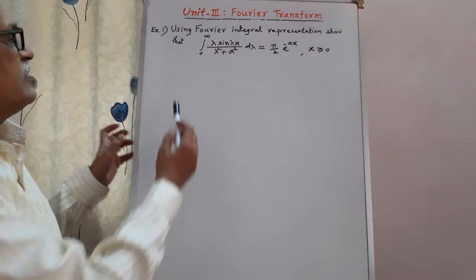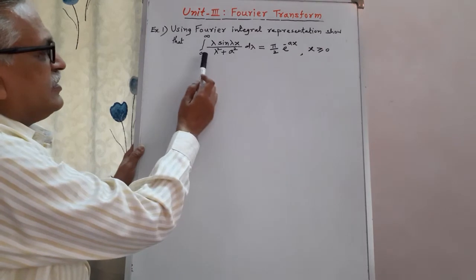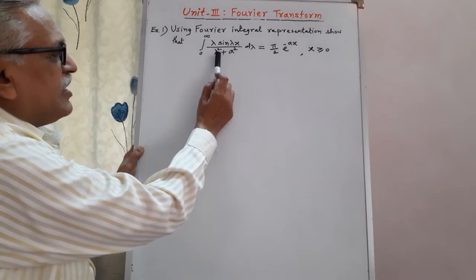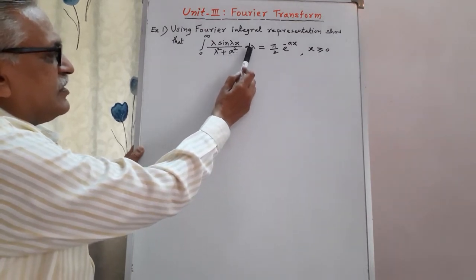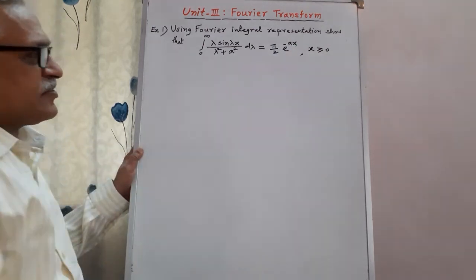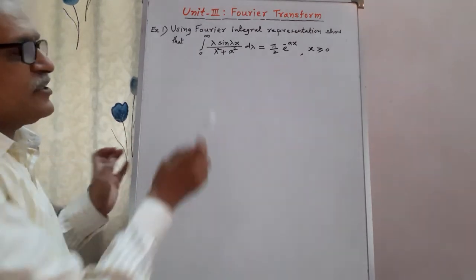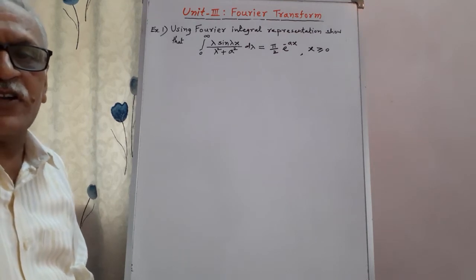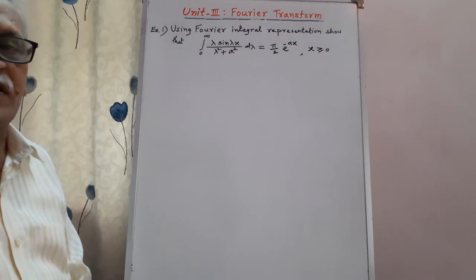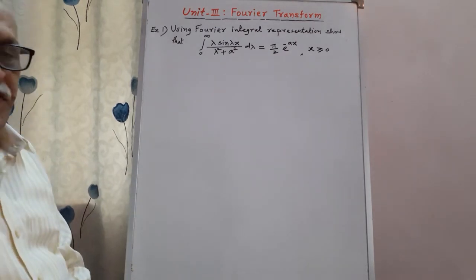First example, using Fourier Integral Representation, show that the integral from 0 to infinity of lambda sine lambda x divided by lambda square plus a square d lambda is equal to pi by 2 into e raised to minus ax, for the condition x greater than or equal to 0. To obtain this Fourier integral representation, we have to perform it in two parts. First part, find the Fourier transform, and second part, find the inverse Fourier transform to get this integral representation.